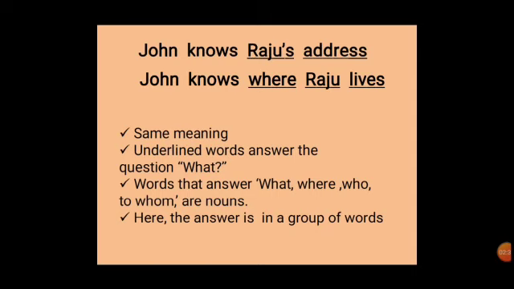Here there is one small difference from the previous video. In the previous video I gave you many examples for nouns, and all of them were single-word examples. But here, the answer is in a group of words. So now you will be able to finalize that John knows what. The answer for that what is a noun. So Raju's address is a noun. Where Raju lives is also a noun. But we cannot confine it and say that it is only a noun. Something else should be added, because it is not a one-word answer. It is a group of words, right?